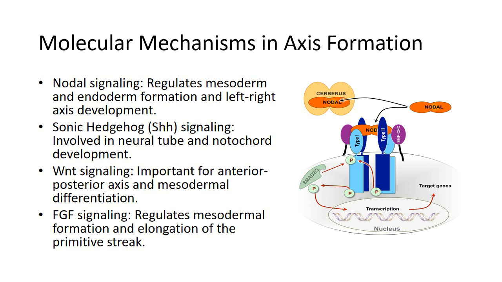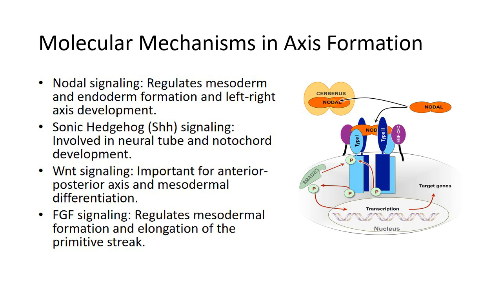D. BMP, bone morphogenetic protein signaling. BMPs play a significant role in establishing the ectodermal fate, the outer layer that forms the skin and nervous system, and inhibiting mesodermal and endodermal differentiation in regions outside of the primitive streak. The BMP gradient helps to establish the neural plate and promotes ectodermal differentiation while inhibiting mesodermal differentiation at the dorsal side of the embryo.